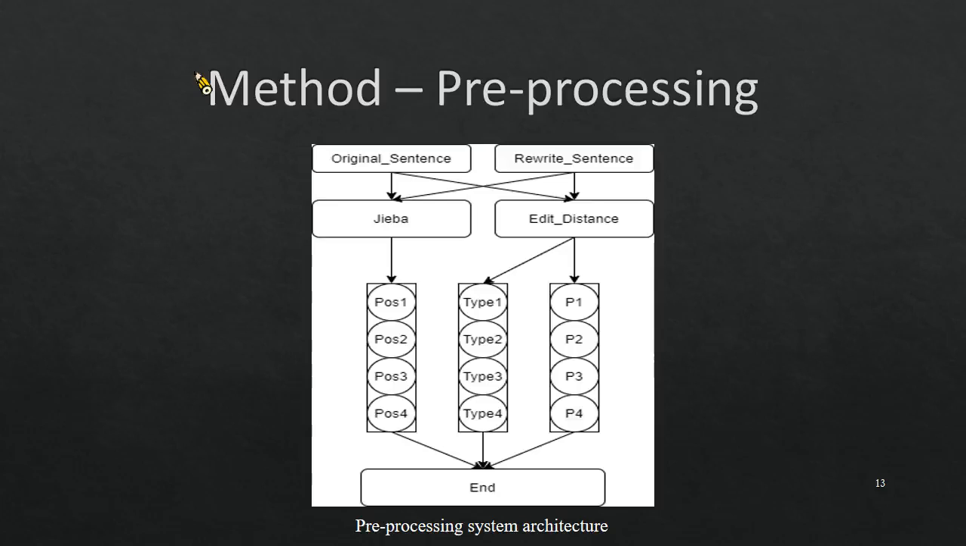During the preparation of our system, the preprocessing works like this. The original sentence and the rewritten sentence will pass through the Jieba subsystem, which does the segmentation and the POS tagging. After we make the prediction, we use edit distance to determine the error type and the error position.